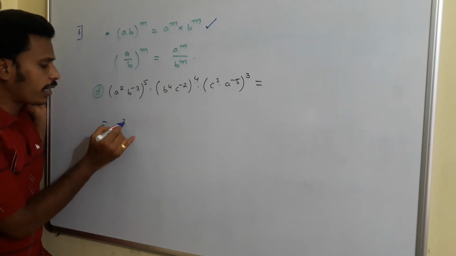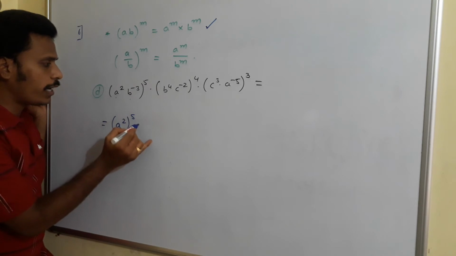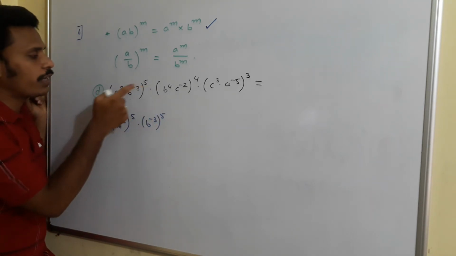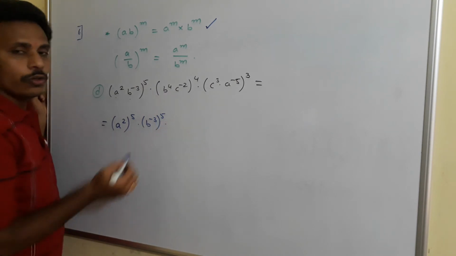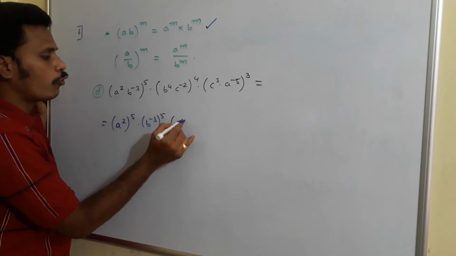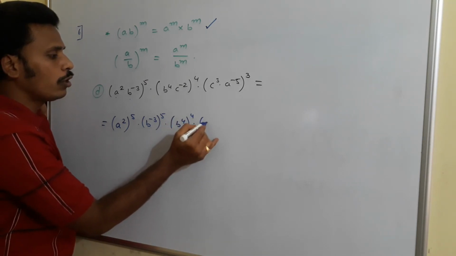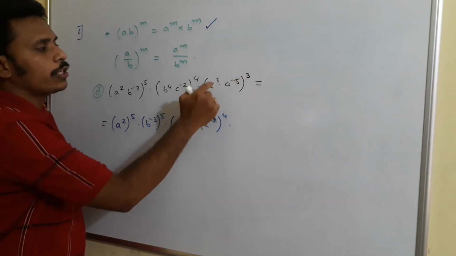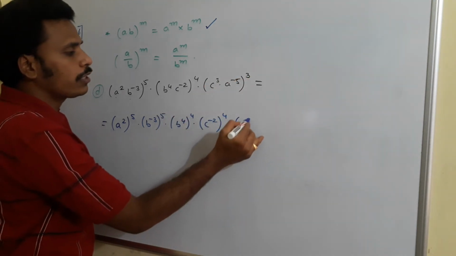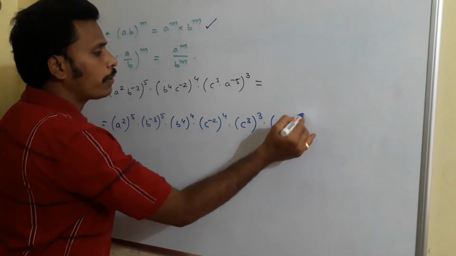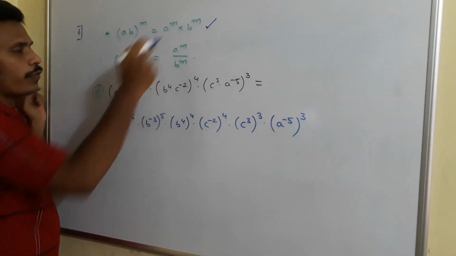So I will rewrite it like this: (A square) to the power 5 into (B power minus 3) to the power 5. Just by giving this 5 to these two terms. Into, now you give this 4 to these two terms, (B power 4) to the power 4 into (C power minus 2) to the power 4. And now you give this 3 to these two terms, (C power 3) to the power 3 into (A power 5) to the power 3. This is just because of this first law.